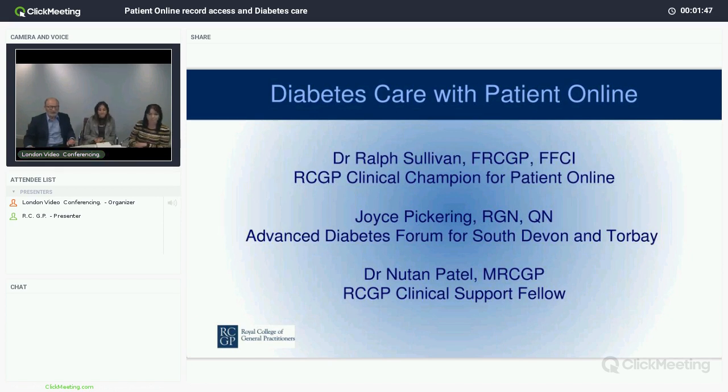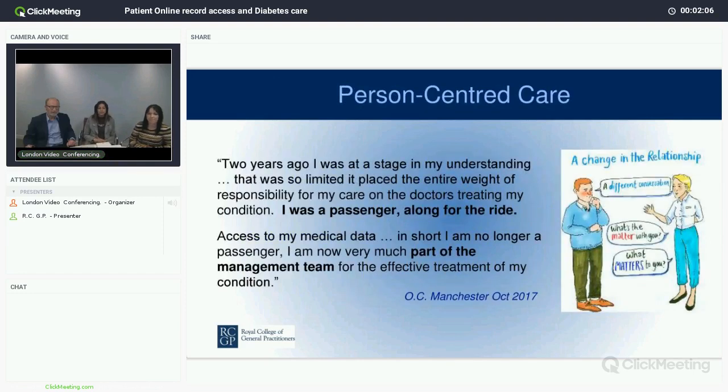So what are we going to talk about? Well, having record access can have an impact on patients' care. If they have diabetes, they can gain considerably from being able to see what's on their record. And the next slide really, it's a quote from a patient that I think really sums it up very nicely to me. I'll just give you a second to read those two paragraphs.